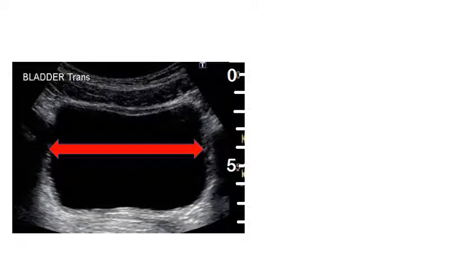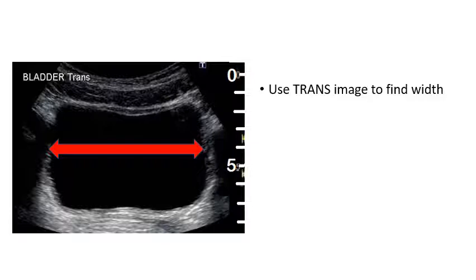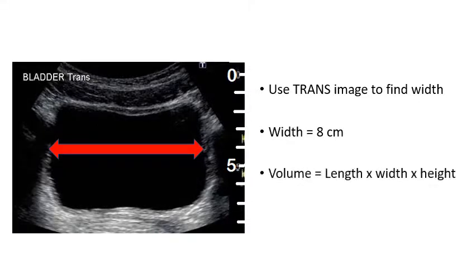And then we have to go to our transverse image, because the transverse is the one we find our width with. So we have to make sure that we use this one to find our width. Alrighty, so our width here, we measure again from left to right. Our width is again about 8 centimeters wide. So to find our volume, we're going to do our length times our width times our height, which is 8 times 4.5 times 8, which is about 288 centimeters cubed.